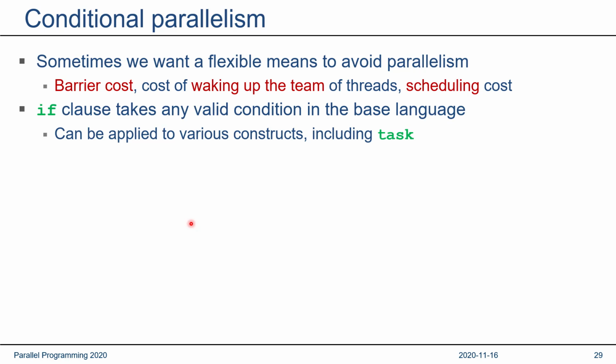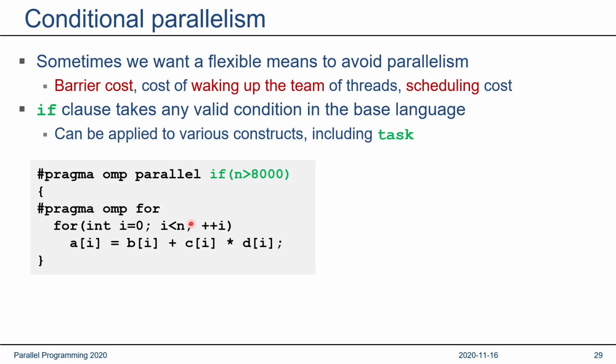Now, this is the place for the if clause. The if clause can be applied to a lot of things in OpenMP. It takes any valid condition that's valid in the base language, so that delivers a logical value, true or false, and can be applied to lots of constructs. So, for example, it can be applied to the parallel construct. In this case, pragma omp parallel if n greater than 8,000, this means that the parallel construct will only be executed as such in parallel if the condition is fulfilled. So in other words, if there's enough work in the loop.